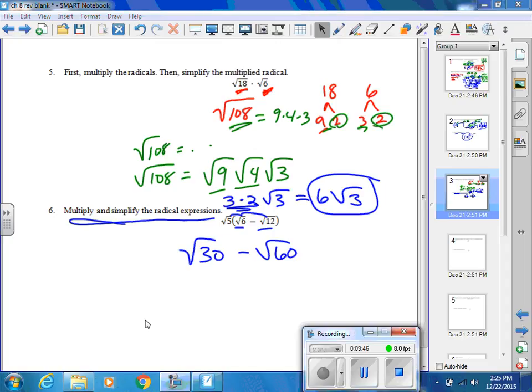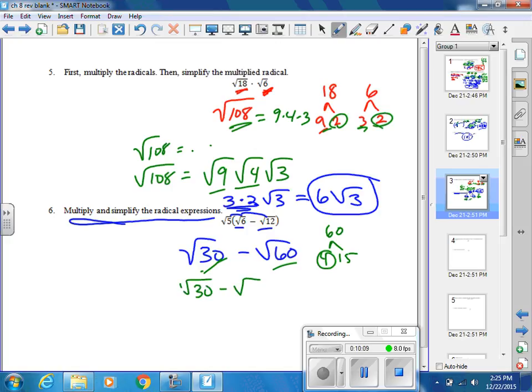Okay, looking at this, I cannot simplify the square root of 30 because the square root of 30 is 5 times 6. 6 isn't a perfect square, 5 isn't a perfect square. There is no perfect square hiding. There is one in 60, the number 4. 60 breaks down into being 4 times 15. So 4 can come out. So I end up with the square root of 30 minus the square root of 4 and the square root of 15. I could simplify this: square root of 30 minus 2 square root of 15.